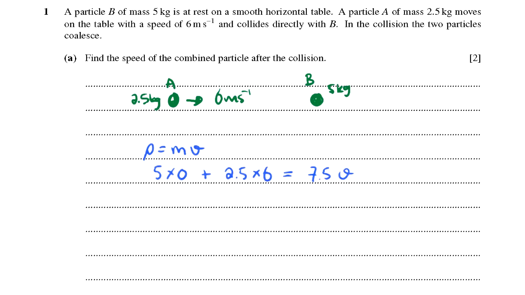All right, so the velocity will equal 6 times 2.5. 2 6s are 12, half of 6 is 3, 12 plus 3 is 15, divided by the 7.5, and we have our answer, which is, of course, 2 meters per second.